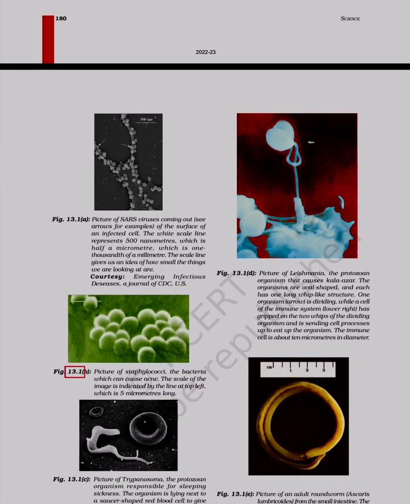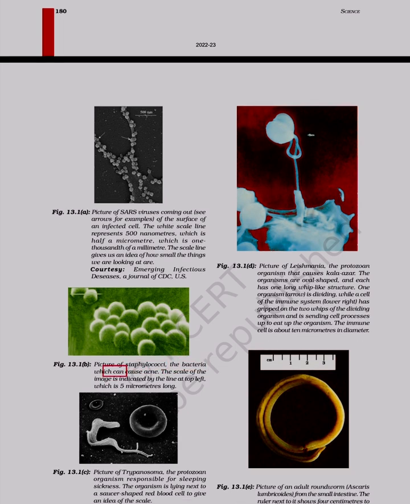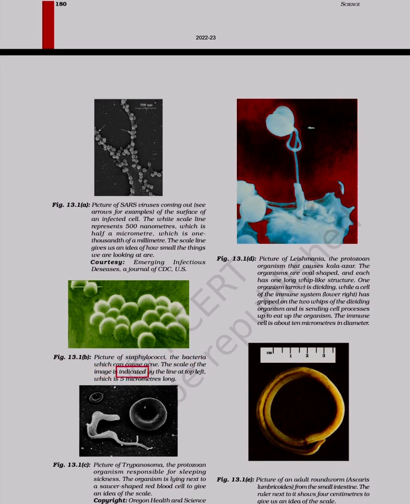Figure 13.1 B. Picture of Staphylococcus, the bacteria which can cause acne. The scale of the image is indicated by the line at top left. Figure 13.1 D. Picture of Leishmania, the protozoan organism that causes kala-azar. The organisms are oval-shaped, and each has one long whip-like structure. One organism, arrow, is dividing, while a cell of the immune system, lower right, has gripped the two whips of the dividing organism and is sending cell processes up to eat up the organism. The immune cell is about 10 micrometers in diameter.